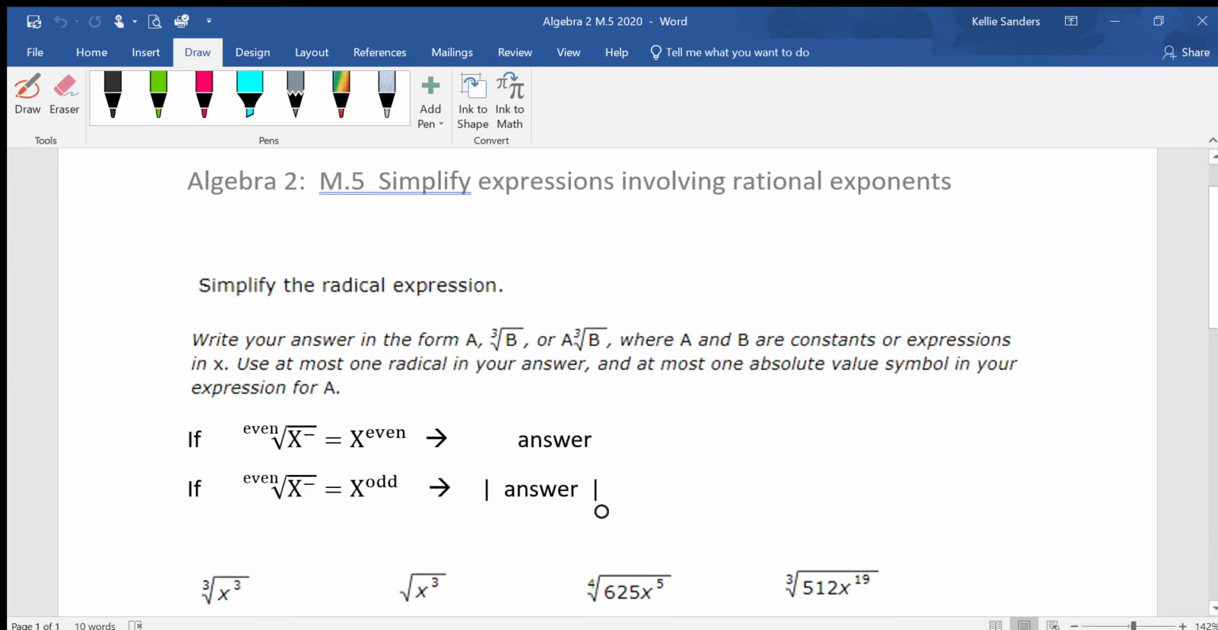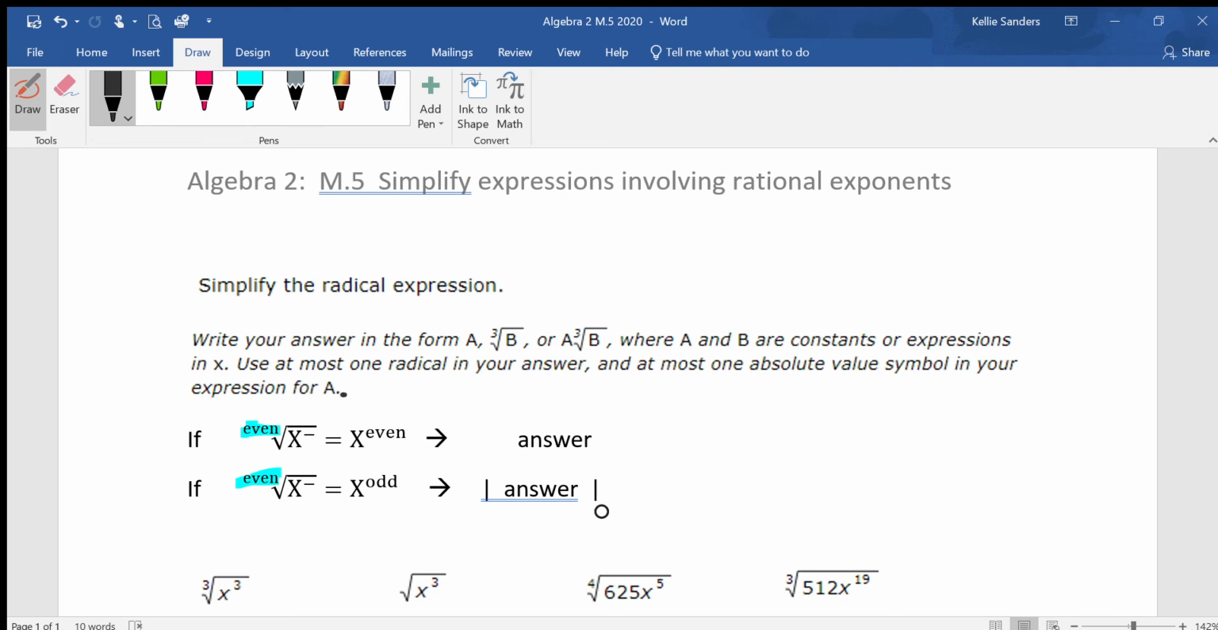On M5, we're going to simplify expressions involving rational exponents. And it's going to get kind of tricky in some parts. So what I try to do is give you some notes whenever you are going to have an even root. If you have an even root, then your problem is going to get a little bit more complicated than if you just have an odd root. So bear with me on explaining this.